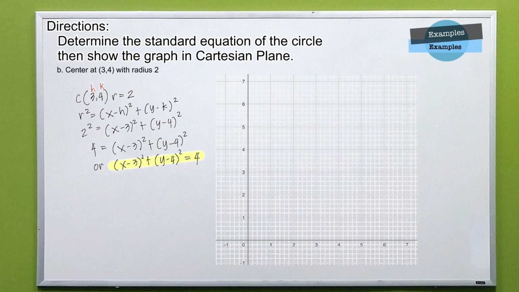To graph the equation, locate the center. From the center, plot a point 2 units to the right, 2 units to the left, 2 units below it, and 2 units above it. Then, again, connect the outer points in a circular pattern. There you go, you have another circle. Good job!